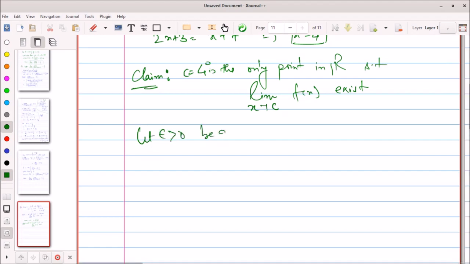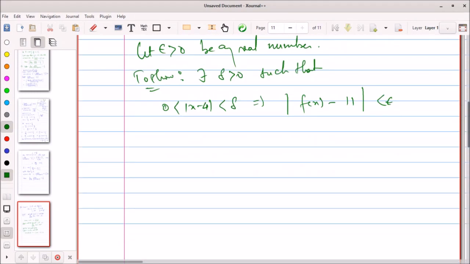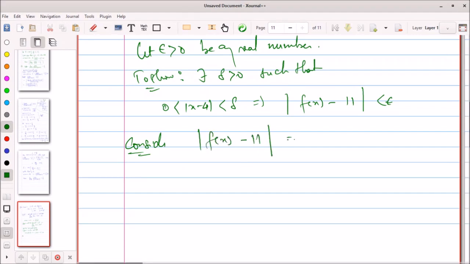So you have to show: let epsilon greater than 0 be any real number. To show there exists delta greater than 0 such that 0 less than |x minus 4| less than delta should imply |f(x) minus 11| less than epsilon. So this we will show. So consider |f(x) minus 11|.